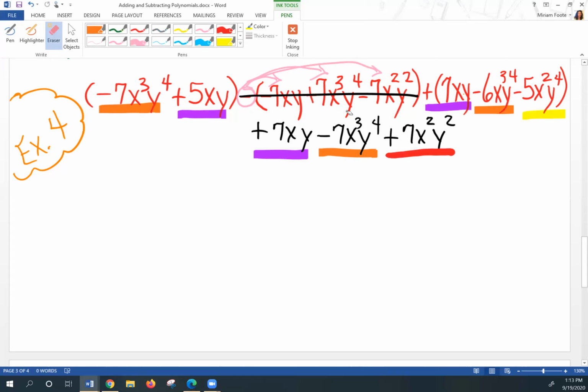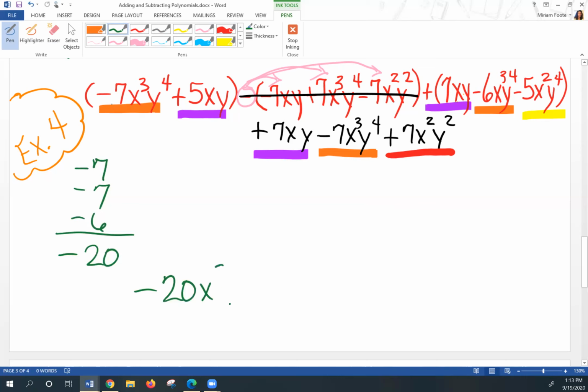And now I'm going to line up my numbers. When I do that, I have a -7. I'm only working with the oranges. Another -7, and a -6. -7, -7, -14, -14 plus -6, -20. So I know that's going to be a part of my answer. I'm going to write -20 and then bring down the variables x cubed y to the fourth. Get rid of that so it is no longer confusing me.